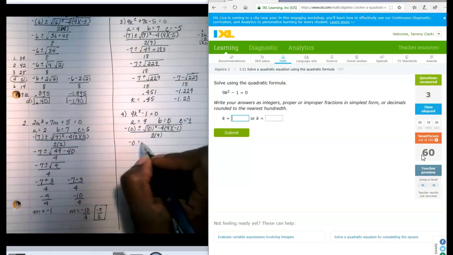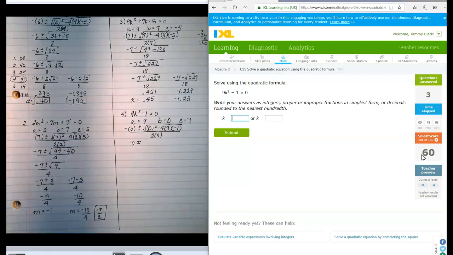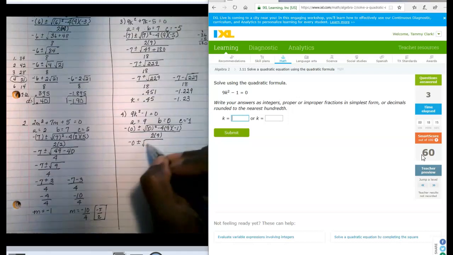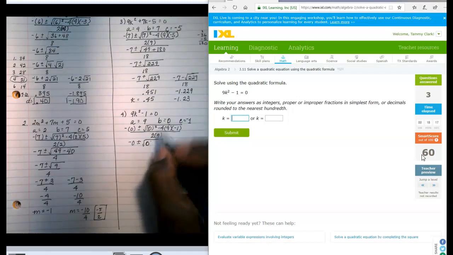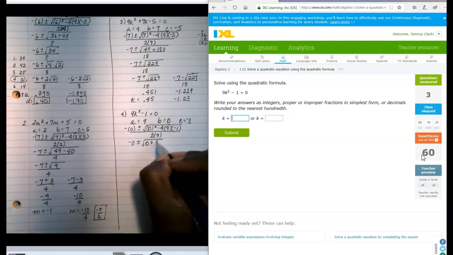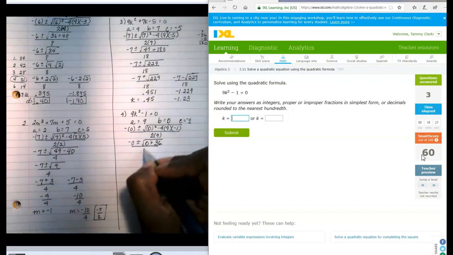So I have to remember to turn this camera back on, because then I start doing the math and it's like, oh my gosh, I forgot.